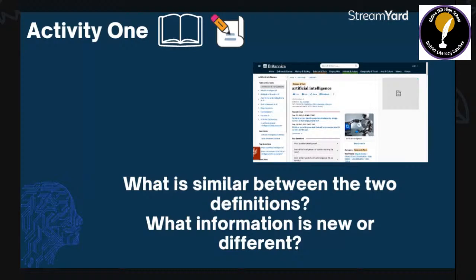This lesson begins with students looking over the definition the class created for the term artificial intelligence in Lesson 1. Then, they read the definition provided by the Encyclopedia Britannica. While reading, students annotate the text in response to the questions: What is similar between the two definitions? And what information is new or different? So this can be a quick warm-up just to get the lesson started.